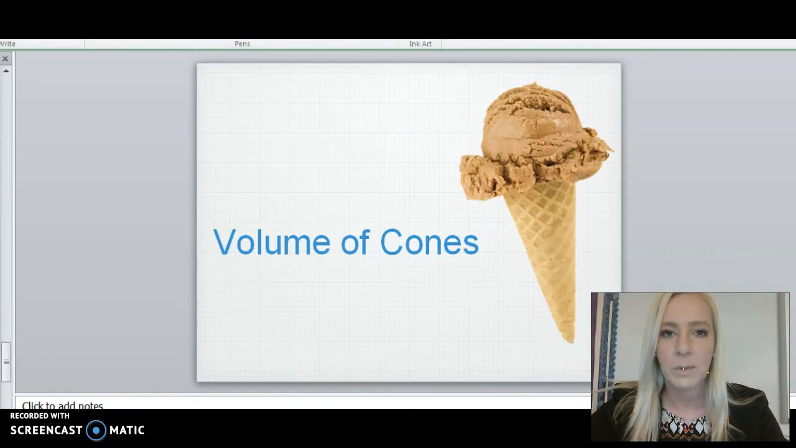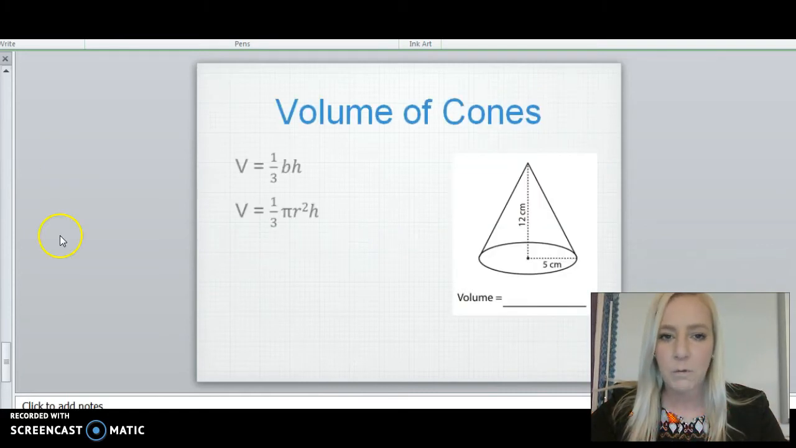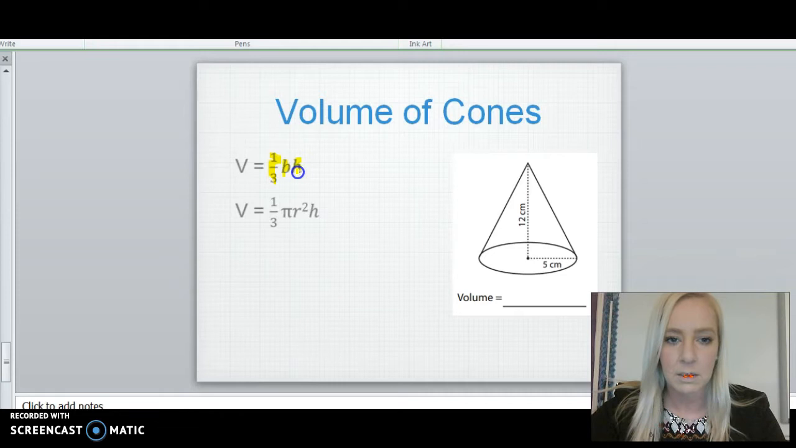Tomorrow in class we will be doing a hands-on activity related to calculating the volume of a cone compared to possibly a cylinder. So let's first look at the formula for calculating volume of a cone. The formula is volume equals 1/3 times the base times the height.